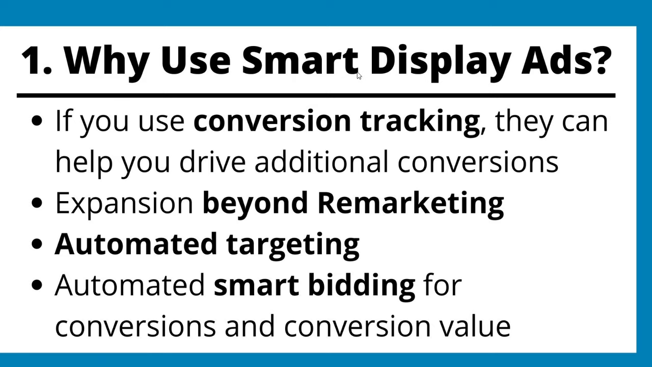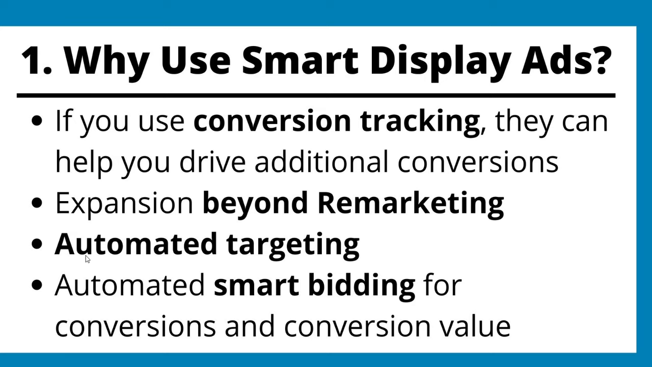With smart display ads, Google Ads is going to go out and find people who are not in your remarketing audiences. So people who are going to be the most likely to convert on your website, Google is going to attempt to find them, and it's going to use automated targeting to find those people. And as you drive conversions, the bidding strategies you're going to be using are smart bidding strategies like target CPA and target return on ad spend, which are going to help you drive conversions and conversion value.